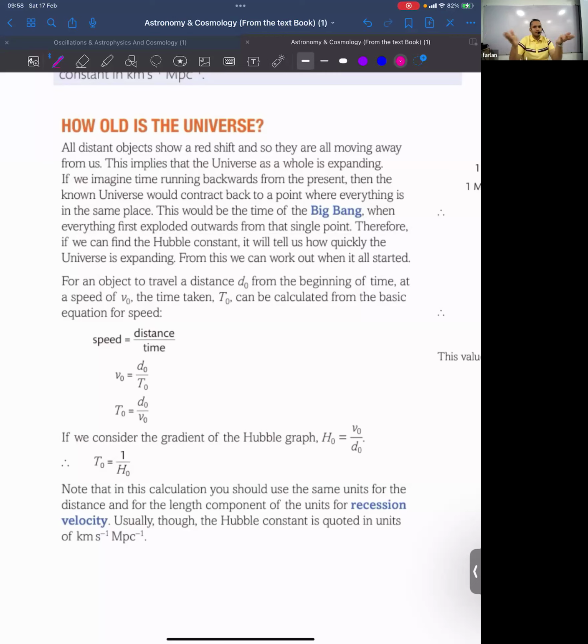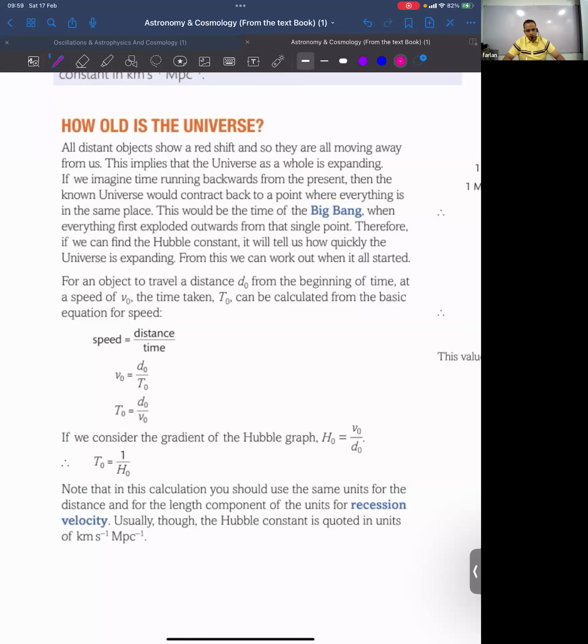What happened before the Big Bang is not considered part of the universe. No one knows, no science knows, what happened before the Big Bang. So since the Big Bang, it has been 13.8 or 14 billion years. So how, I'm asking you, is it calculated? That is using Hubble's law.